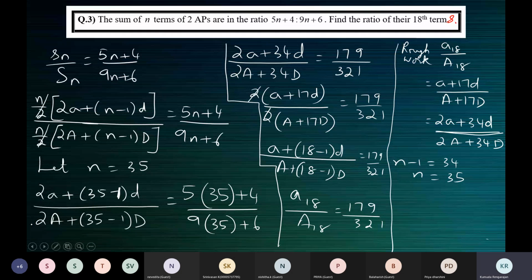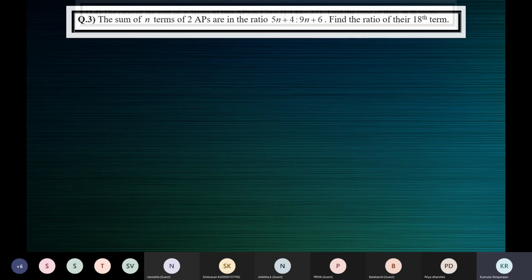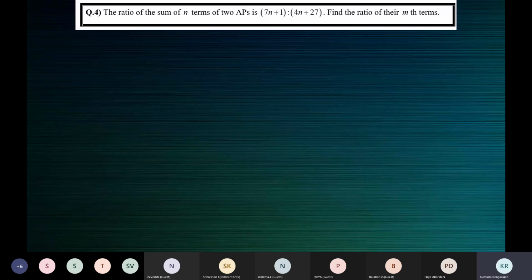I repeat, what is given to us? The ratio of the sum to n terms of two different APs is given to us. And we have to find the ratio of their 18th terms. This is a question with the same information. The ratio of the sum to n terms of two APs is given, but we have to find the ratio of their mth terms, like the 18th terms in the earlier one.